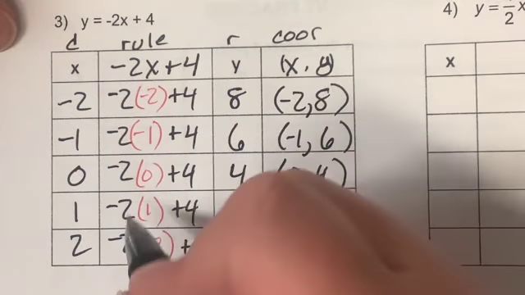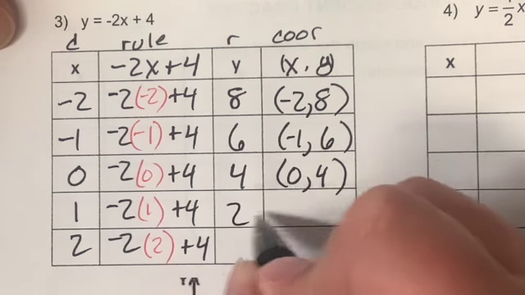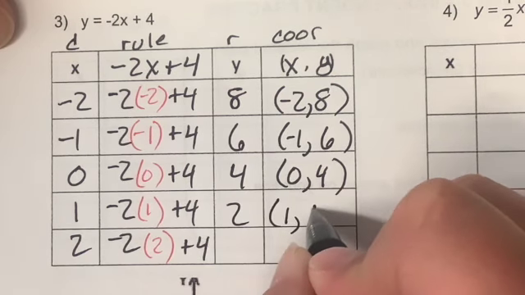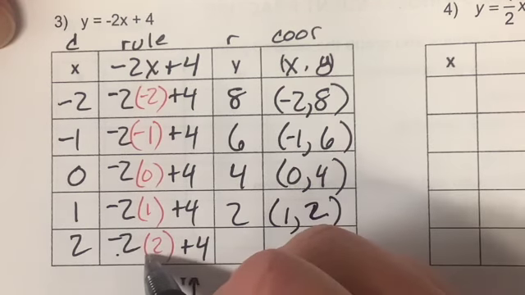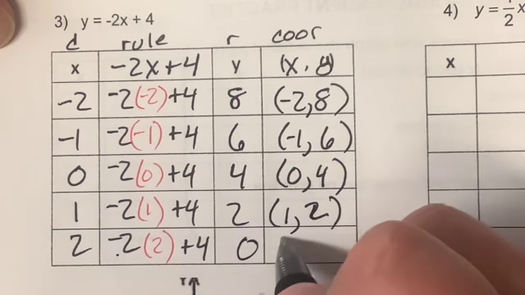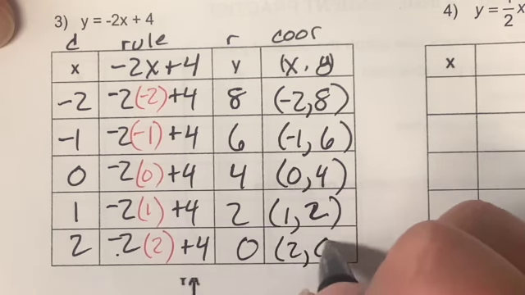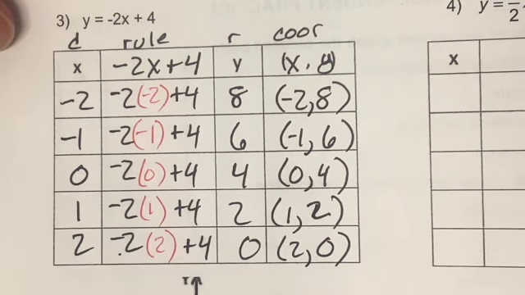Negative 2 times 1 is negative 2, plus 4 is 2. So 1, 2. And negative 2 times 2 is negative 4. Negative 4 plus 4 is 0. So 2, 0. You see the pattern. Now I have to graph this.